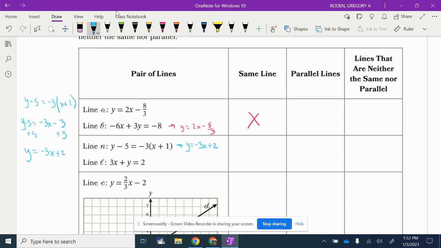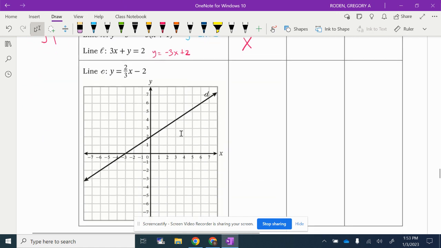All right, so the next equation, let's do this one in red. We have 3x plus y equals 2. All we have to do is subtract 3x from both sides. So we get y equals negative 3x plus 2, right? So same line again, because it's the same thing. Y equals negative 3x plus 2. So that is going to be the same line.